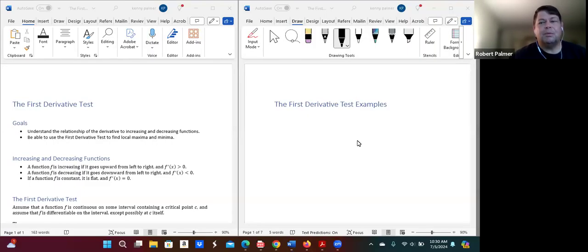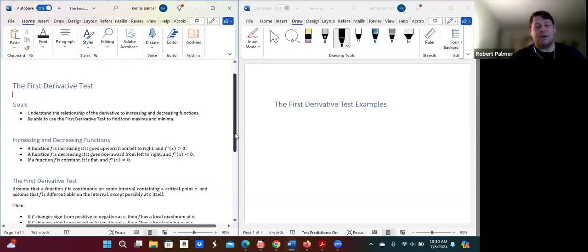Hello, everyone. Welcome back. So today we want to learn about the first derivative test and how we use that to find local maximum and minimum values. So our goals: understand the relationship of the derivative to increasing and decreasing functions. That's been kind of our first step in doing this. Understand that. And then we'll actually talk about what the first derivative test is and then how to use it to find local maximum and minimum values, or maxima and minima.